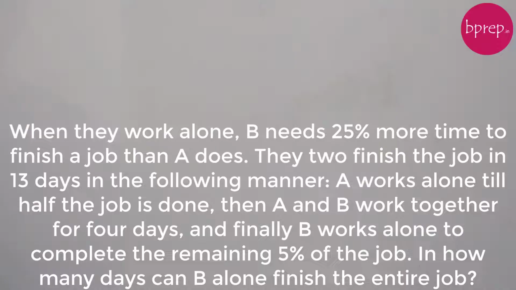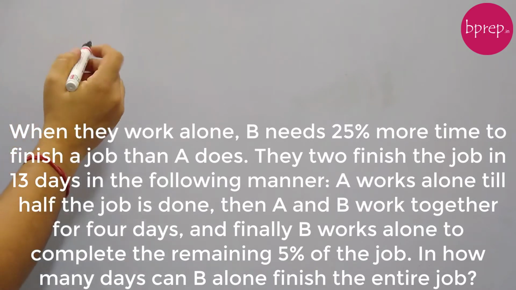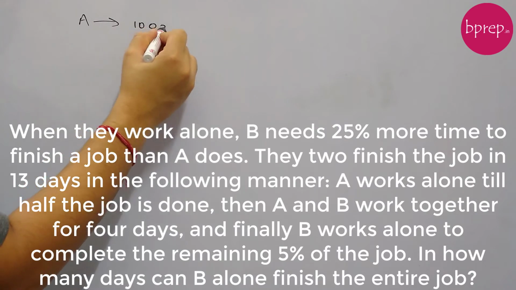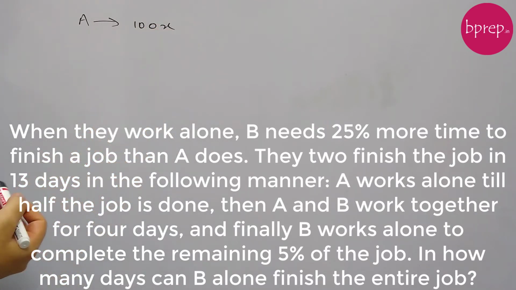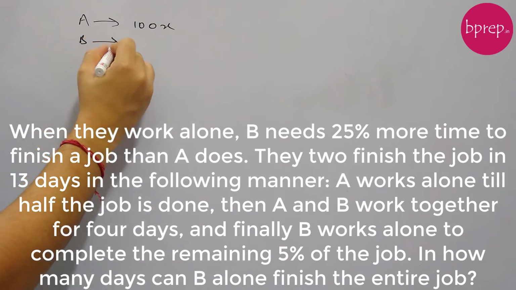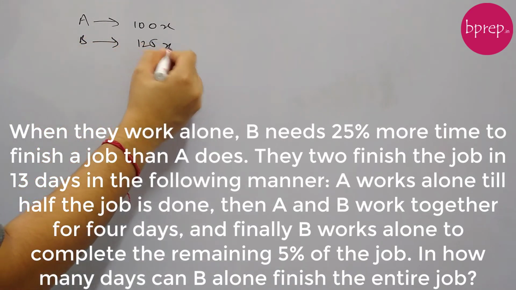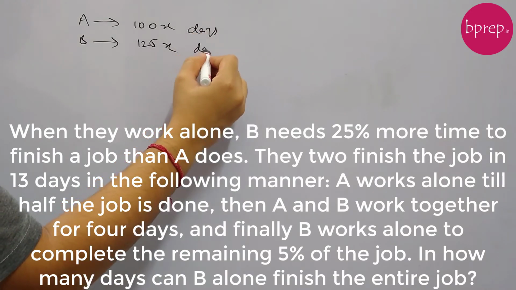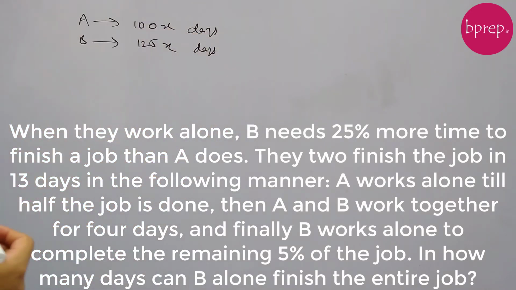Let's start. When they work alone, B needs 25% more time to finish a job than A does. So here a comparison is involved. Let's say A takes 100x days to finish a job. Then B needs 25% more, so B will need 125x days to finish the job.